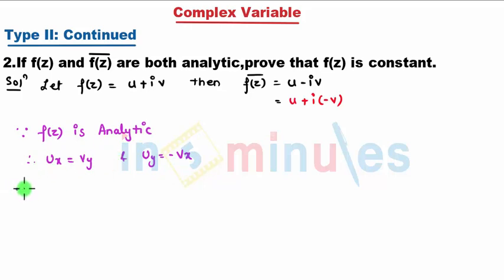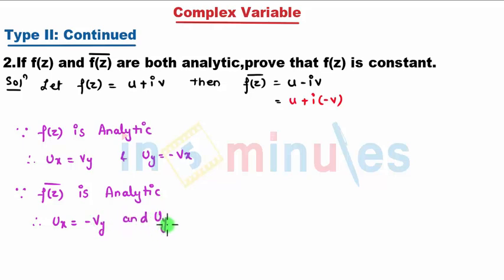It is also given that f(z̄) is analytic. When this is analytic, that's why I have written here u plus i(minus v). Then ux will be equal to minus vy and uy will be equal to minus of minus vx, so I can say uy is equal to vx. Now from here I got two equations. I can say this as 1 and this as 2.